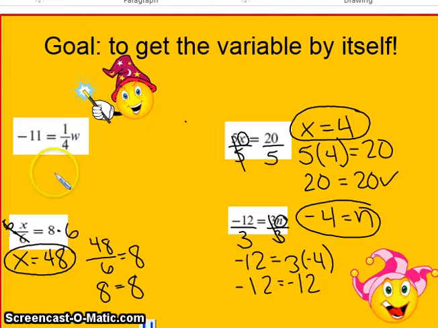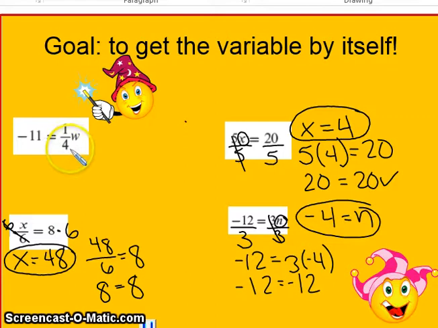Alright, now I'm going to do this one. The reason that I did this one last is because it is a special kind. It has a couple of different ways that you can do this. Please be sure to write all these examples on this page in your notes, including this last one that I'm going to do. So I've got negative 11 equals 1/4 times w.